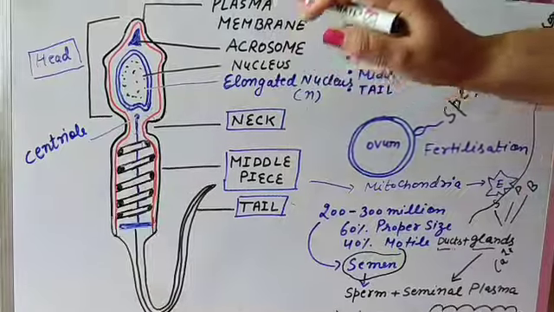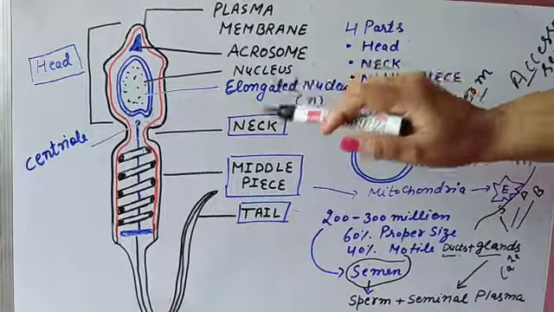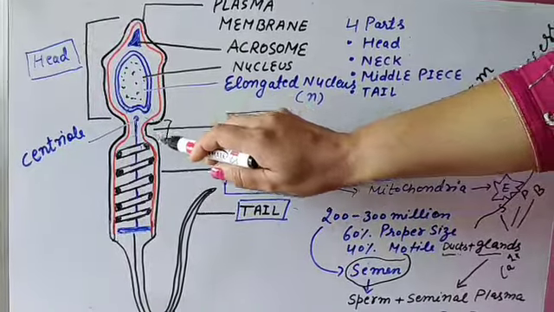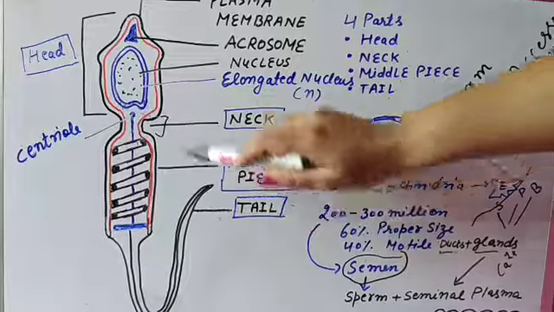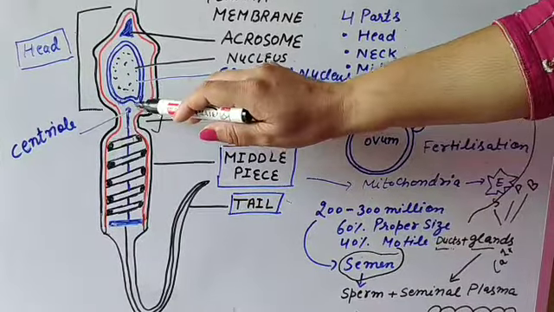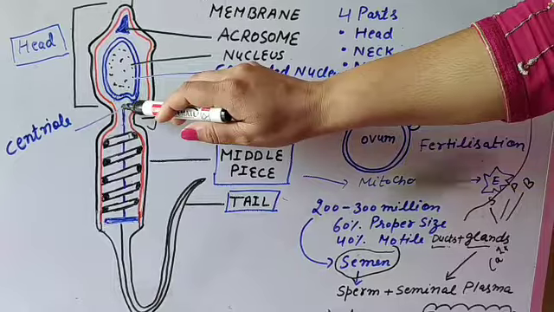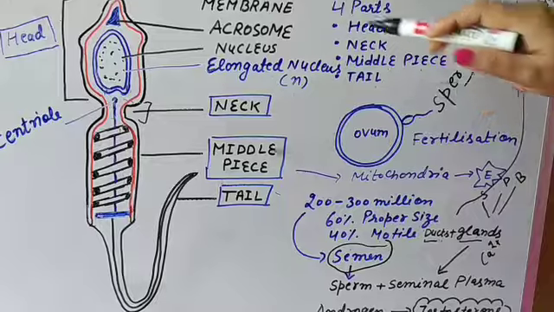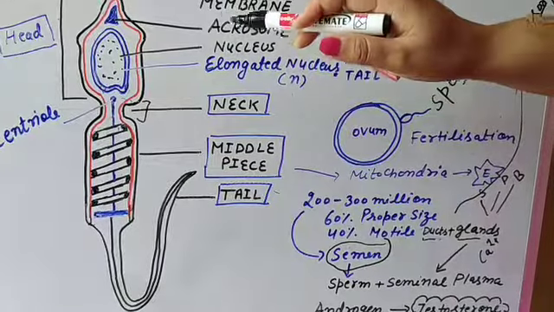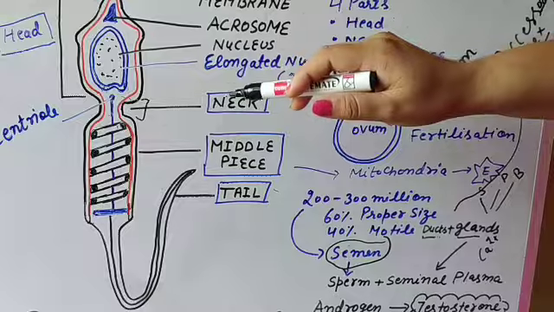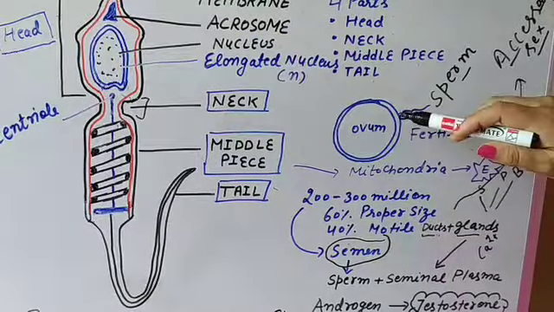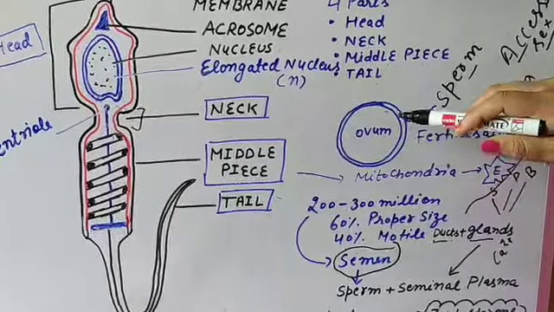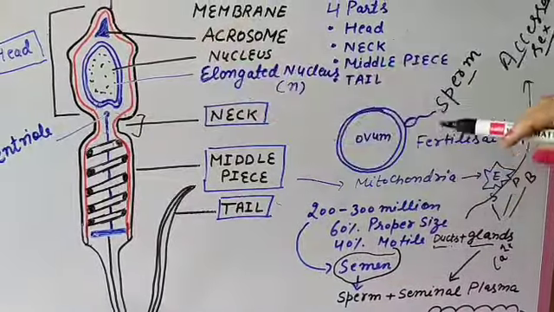The human sperm has four main parts, and what are these four main parts? Head, then in the center the neck portion, the middle piece, and the tail, and here also the centriole is present. This is the proximal centriole, and that is the distal centriole. You are all aware of the function of the centriole. The centriole helps in cell division. So when the sperm fuses with the ovum, division in the ovum takes place with the help of this centriole.